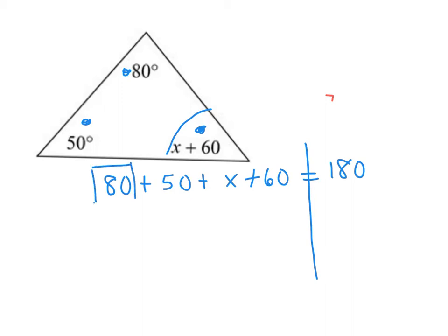All right, we have lots of like terms here. 80 plus 50 plus 60. Notice they're all on the left-hand side of the equation, so I can just combine them. 80 plus 50 is 130, plus 60 is 190.